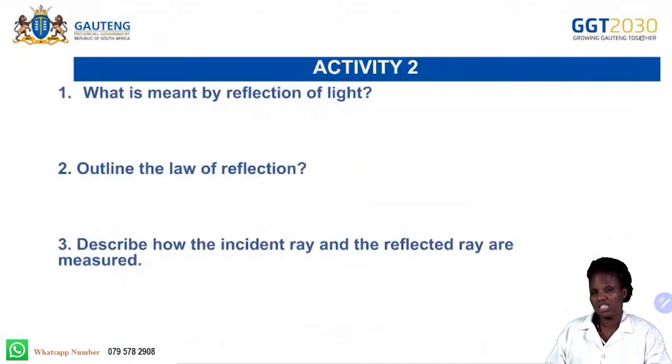All right, we've got an activity, grade 8. I want you to check the activity, write it down on your own. Let's do it together. First, what is meant by reflection of light? 2, outline the law of reflection. 3, describe how the incident ray and the reflected ray are measured. I'll give you 3 minutes to answer the questions.